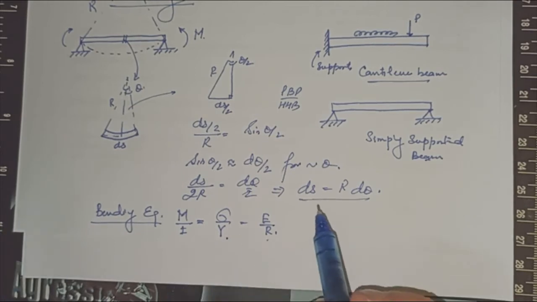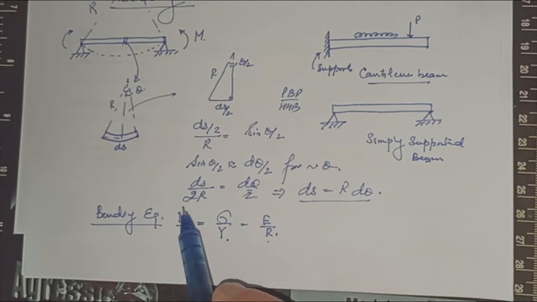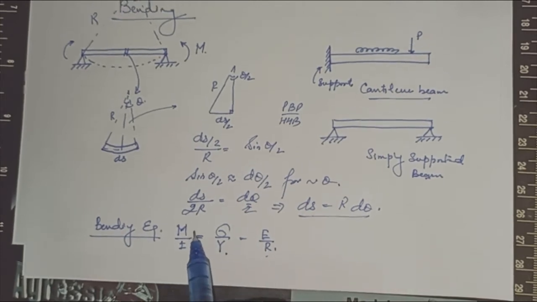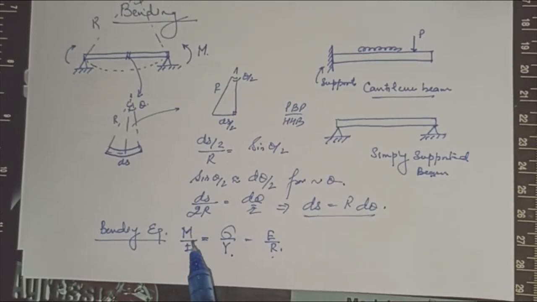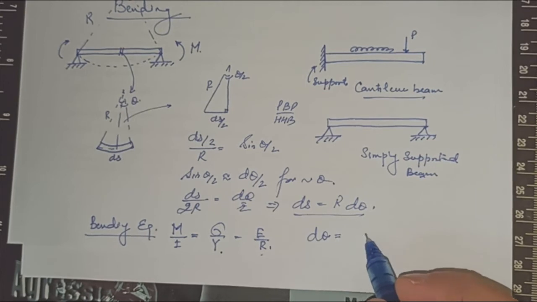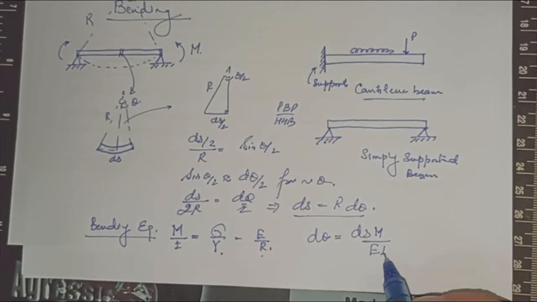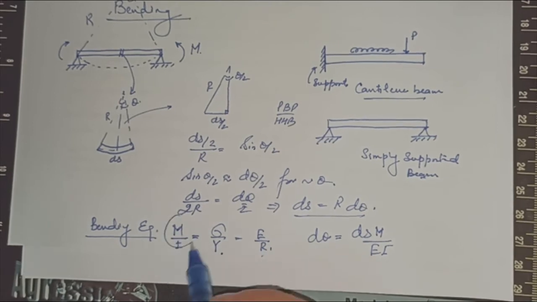So since we have this relation of ds equals r d theta, just put it in this case. Take these two. If you put it in, this will become d theta is equal to ds times M upon EI, using this equation, these two terms only.